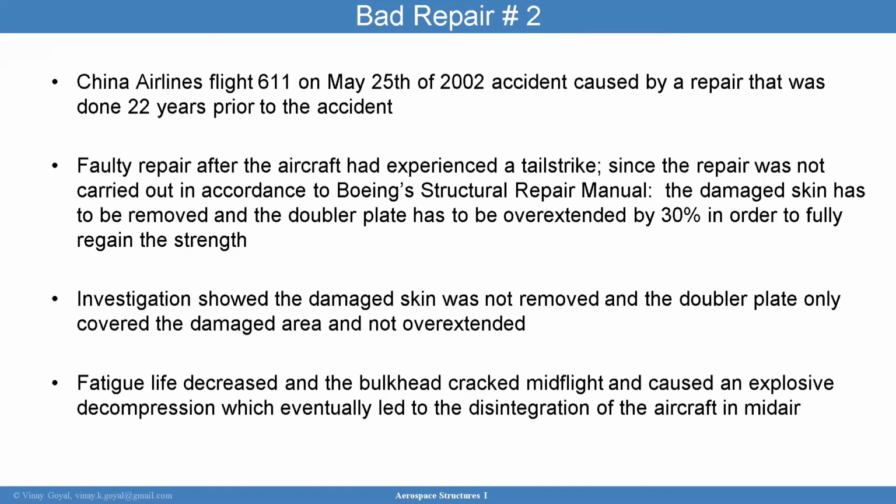The China Airlines flight also had a failure caused by a repair as well, and the faulty repair was also after a tail strike. Very interestingly, it was not conducted according to the Boeing manual. The damaged skin was to be removed, and the doubler plate was to be overextended, to basically restore the strength. And the investigation showed that the damaged skin was not removed, and the doubler plate only covered the damaged area, not overextended. And so fatigue life again caused the failure.